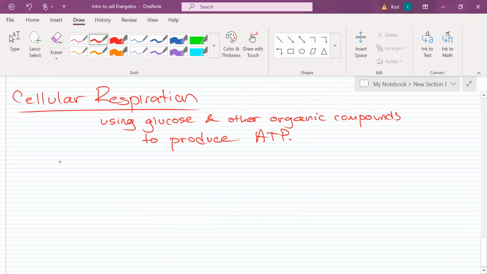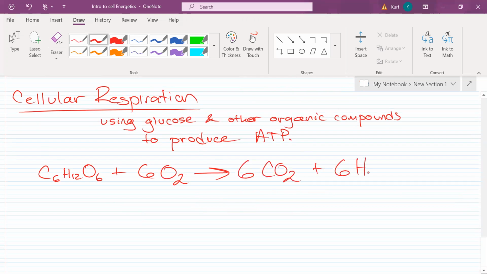The chemical equation for cell respiration is 1 molecule of glucose reacts with 6 molecules of oxygen to yield 6 molecules of CO2, 6 molecules of water, and a whole bunch of ATP, like 38 at a time. So it's nearly the exact opposite of photosynthesis. There's just no sunlight.